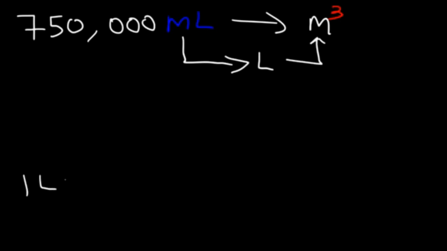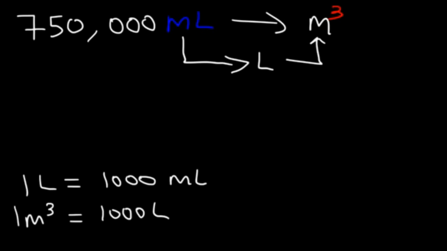Keep in mind 1 liter is equal to 1,000 milliliters, and 1 cubic meter is 1,000 liters. So go ahead and use these conversion factors to get the answer. So pause the video, try this example, and then unpause it when you have the solution.